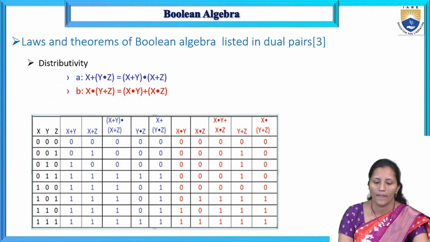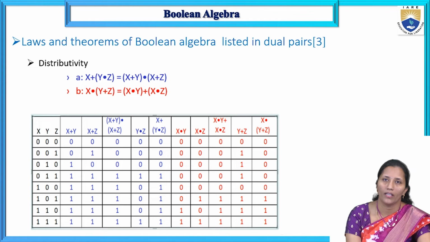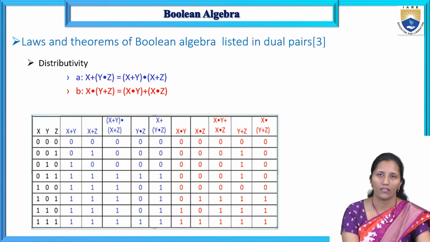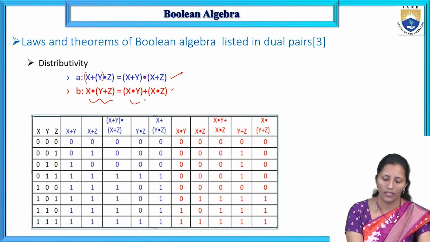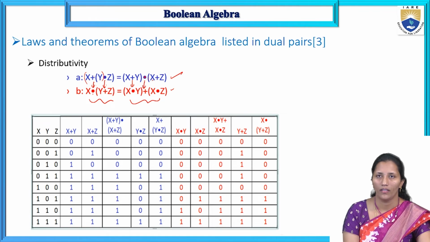and theorems. So the distributive law: if we want to prove the distributive law, first write down these equations. x plus y into z is equal to x plus y individual sum, and we are multiplying this x plus y and x plus z. So the duality of that one is: plus will become dot, and dot will become plus. So this is the duality of the distributive law.